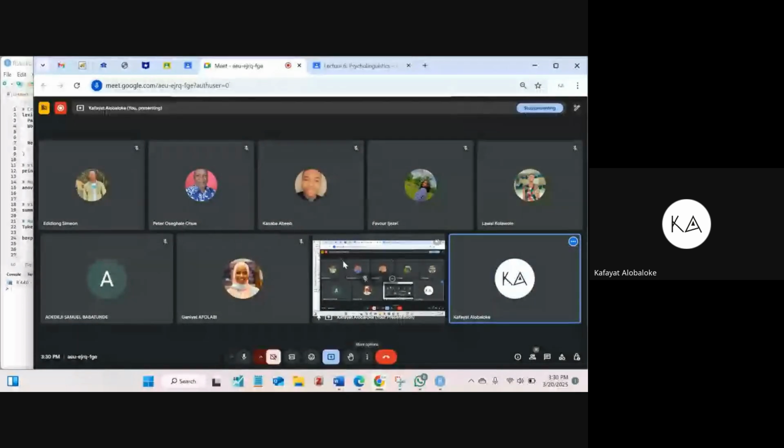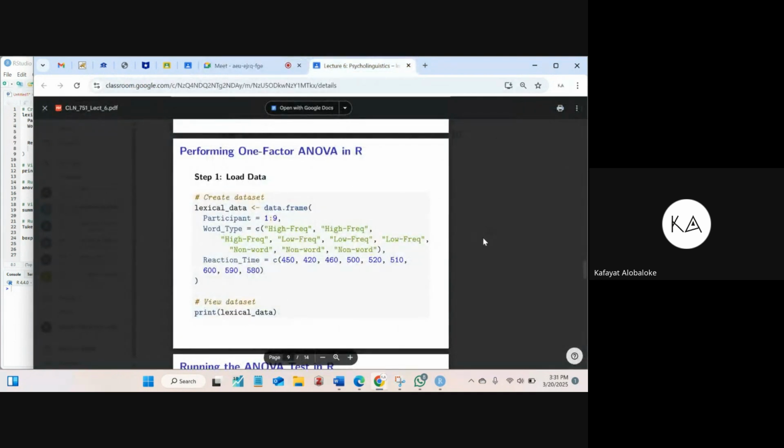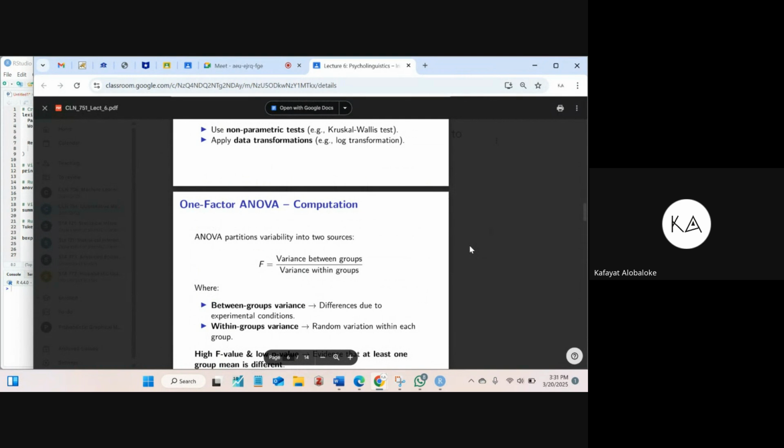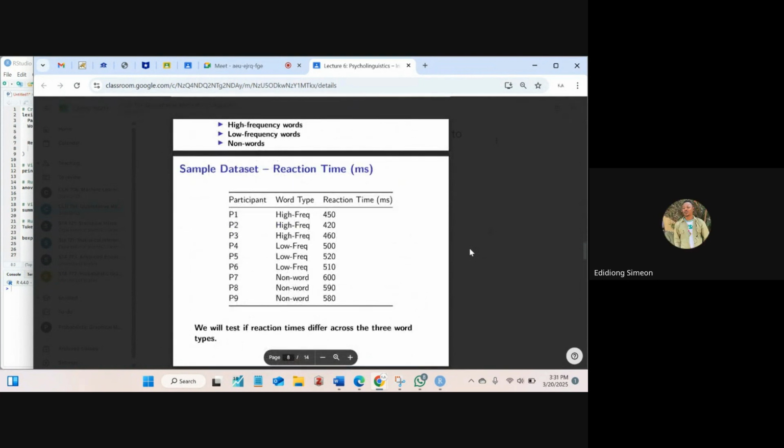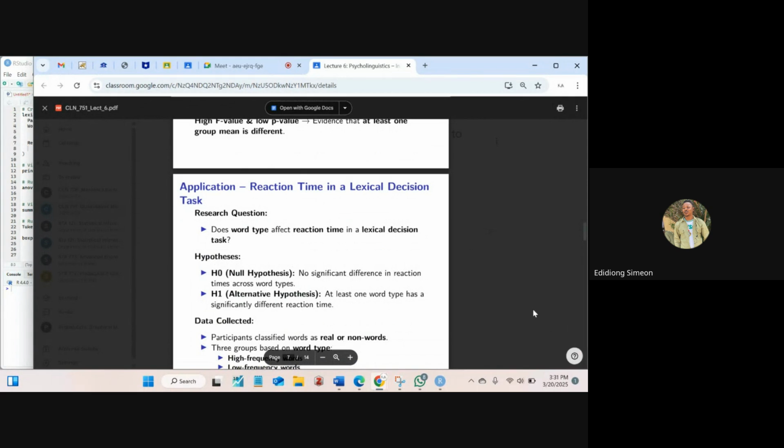Okay, so sorry about the loss in connection. Please, where did I stop? Where was the last thing I mentioned? I'll try to share my screen again. Hello, can anybody hear me now? Yes, we are with you. So where was the last page that was before my connection broke up? We were on application, reaction time in lexical decision.